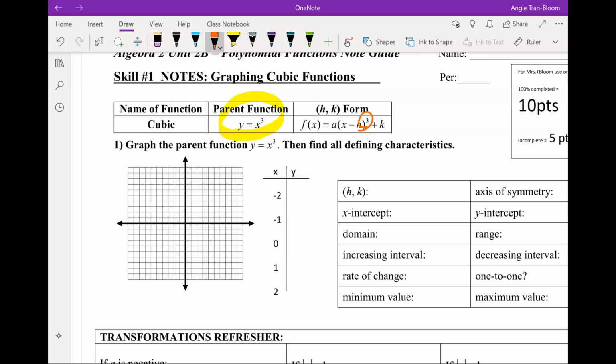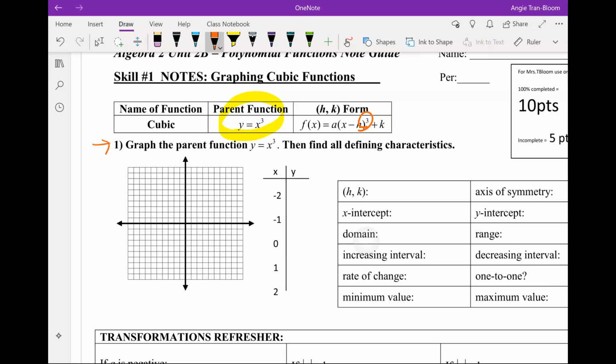So example 1. Christian, can you help me read the example 1 instruction? Graph the parent function y equals x cubed, then find all the defining characteristics. Good. So the parent function is y equals x to the third. Can you guys see all of these inputs right here? They are exactly the same inputs I've given you in the past. But now we just have to plug in for third power.